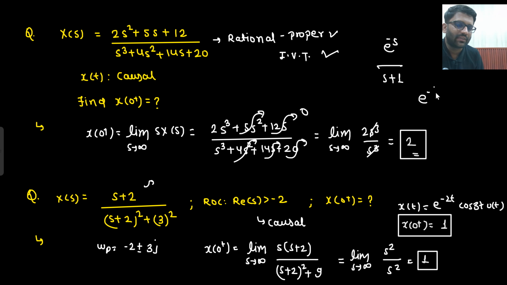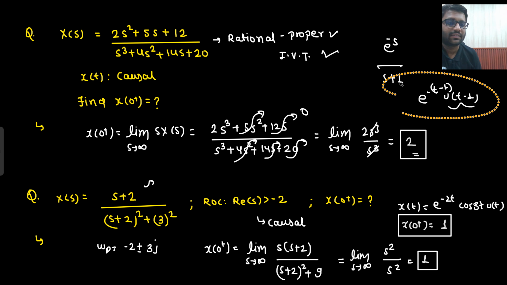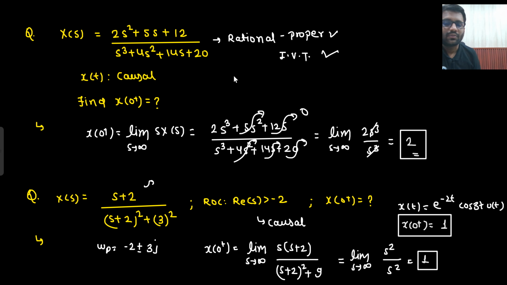Or e to the power minus s, let's keep e to the power minus s. So what will be its inverse Laplace? E to the power minus t, u of t minus 1, and here also u of t minus 1. Now this signal is starting from 1 only, no? So there is no meaning of 0 plus. So it has to be causal and starting from 0 plus as well. So that's why it cannot be improper. It has to be proper and rational. So it cannot be irrational, right? E to the power s term cannot be there.